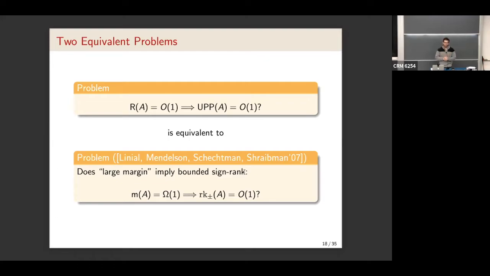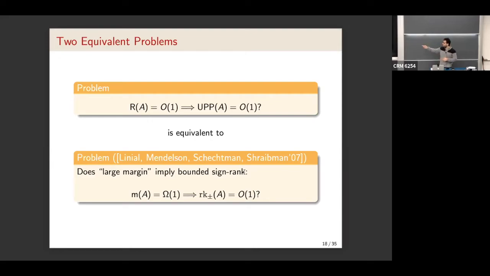Trivially, R would be bigger than UPP if it were the same type of coin. It's really a coin difference here, otherwise it's trivial. And what is the geometric description, like you have for UPP in terms of sign rank? Margin, not algebraic, but geometric. So these two questions are equivalent because of that.